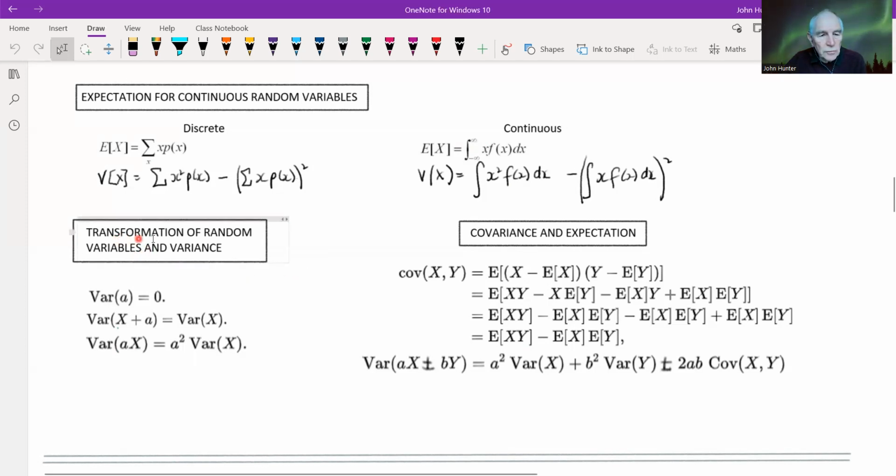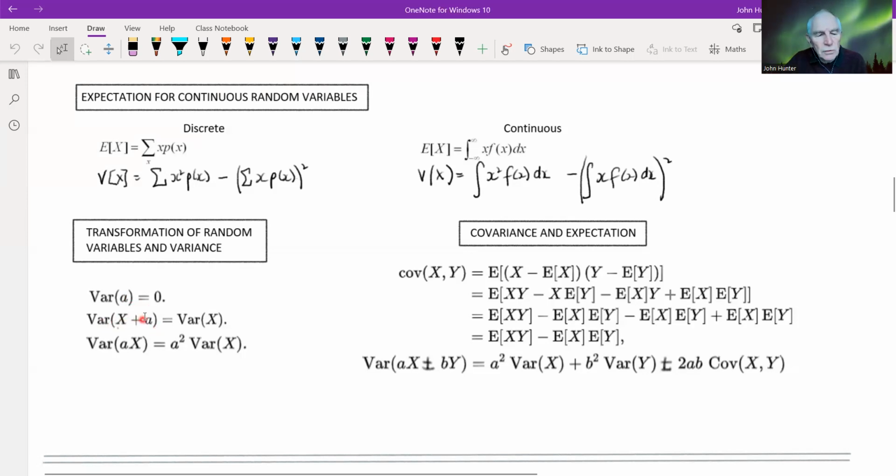Okay, transformation of random variables and variance. Just a few things to know when we talk about variance. The variance of a constant, a random variable that can only take one value, you could say, is going to be 0. That's fairly straightforward, isn't it?